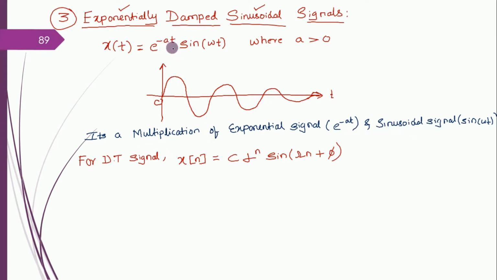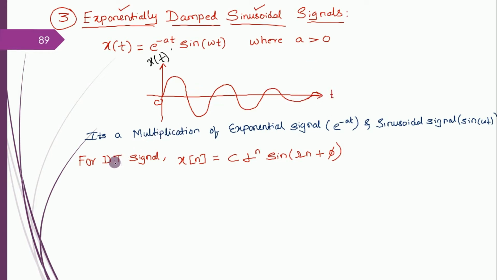You can see here, it's a multiplication of e raised to minus at into sine of omega t, where a is greater than 0, because a negative sign is already there. So once your a value is greater than 0, this results in a decaying exponential. When you multiply it with the sinusoidal signal, that sinusoidal signal also gets decaying. Hence, we call it a damped sinusoidal signal.